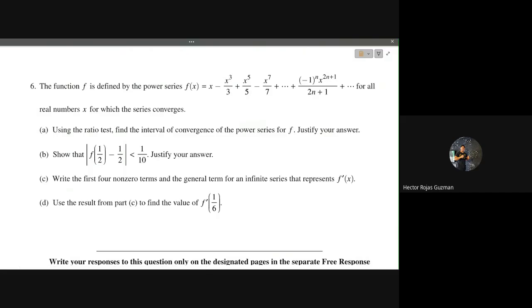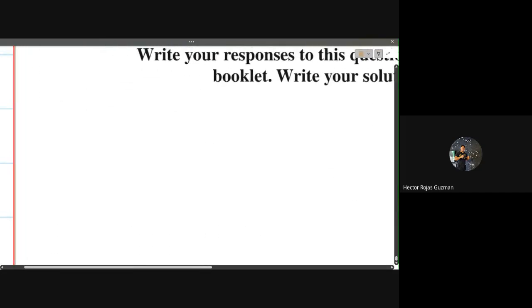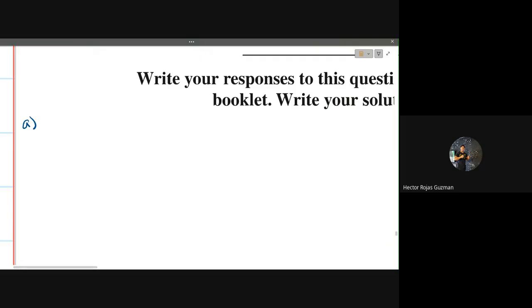Okay, so here we have a function. Okay, part A, use the ratio test to find the interval of convergence. That one is basically straightforward if you know what the ratio test is. And I'll tell you what we missed points on. No, it's 4 points for A. So we're gonna do the ratio test.